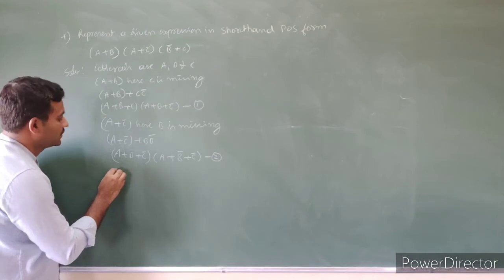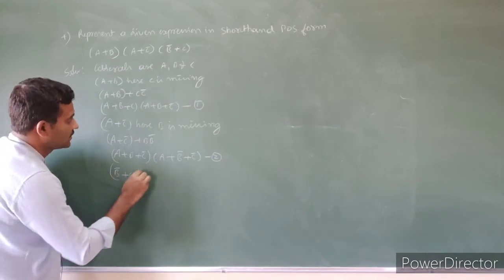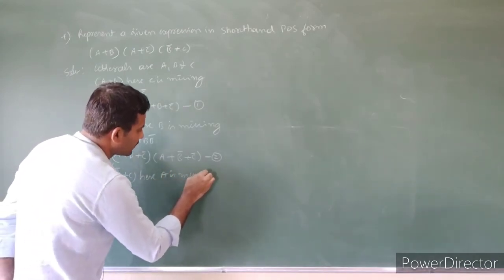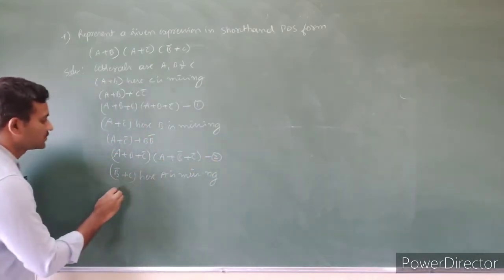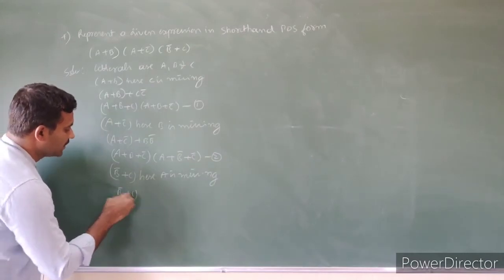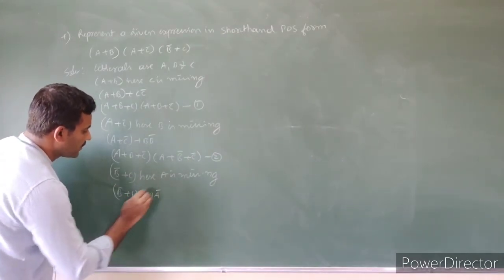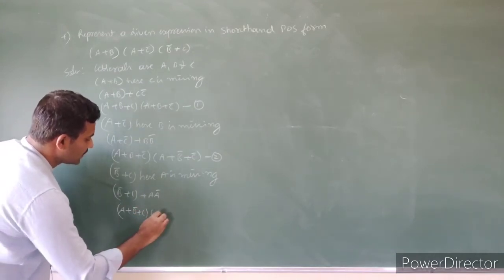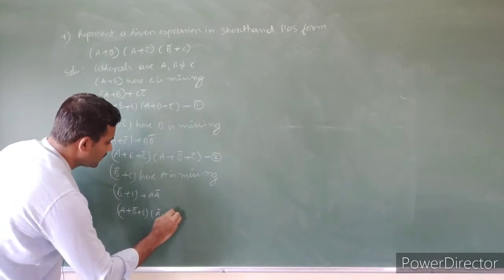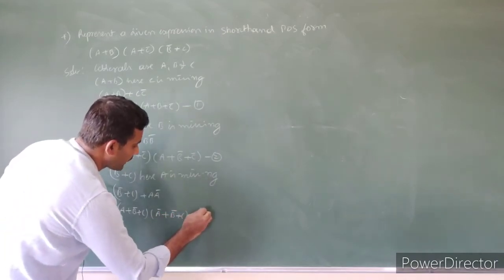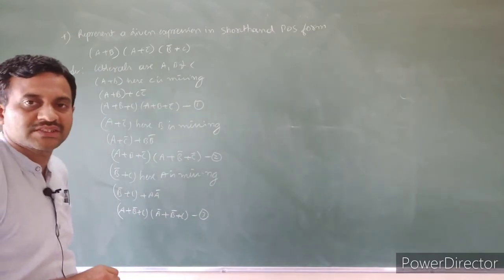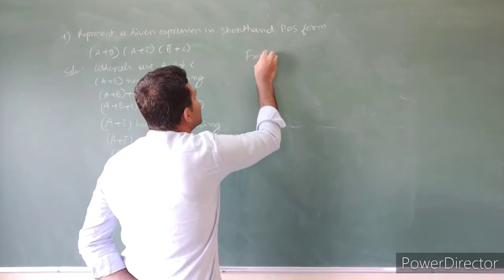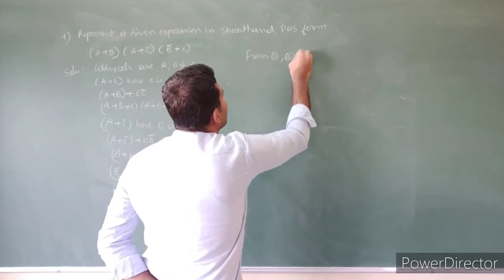Then consider the third term, B bar plus C. Here A is missing. So B bar plus C plus A A bar. So it becomes A plus B bar plus C. Another one is A bar plus B bar plus C. So these are the three expressions from 1, 2 and 3.